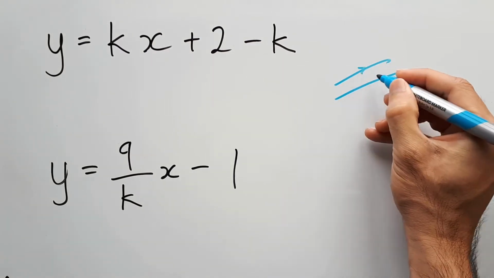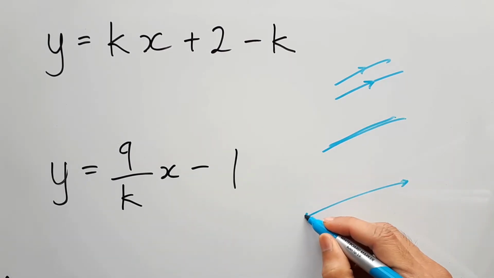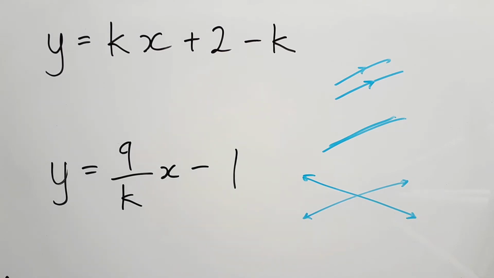They could be parallel to each other, they could be coincident, overlapping each other, or they could be crossing each other, intersecting at one point. Depending on what the value of k is, you could get any of these three situations.